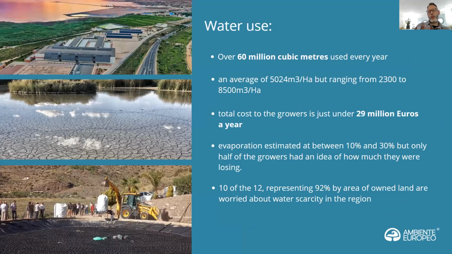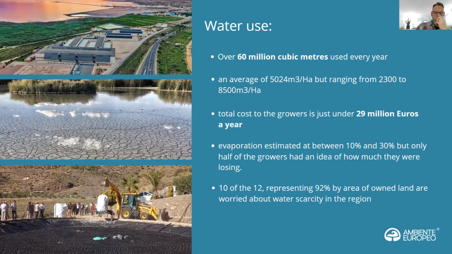As I said, this water use, it's impossible to disconnect water use from the use of plastic. As you heard from Richard, that's one of the key reasons for using plastic, particularly mulch, is the retention of water. And in this area of the world, it's extremely important. So again, these figures are just from these 12 growers.